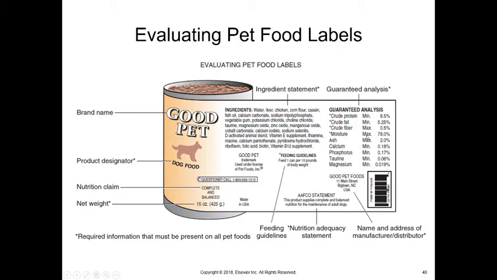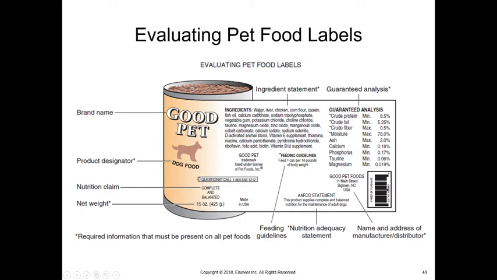So here's an example of a pet food label, just a generic label. We have the brand name, the product designator, so it's dog food. Your nutritional claim, complete and balanced. So what does the complete and balanced mean? You do not need to supplement with anything else. Your net weight, how big is this?